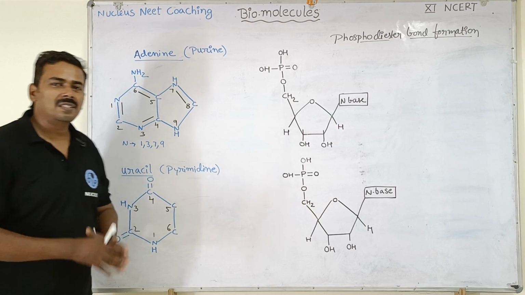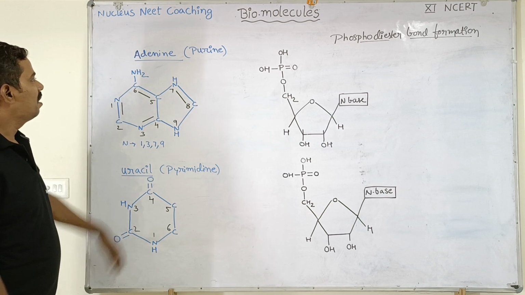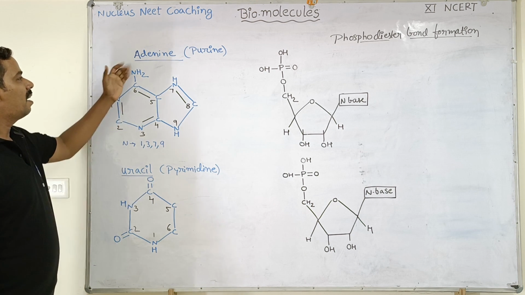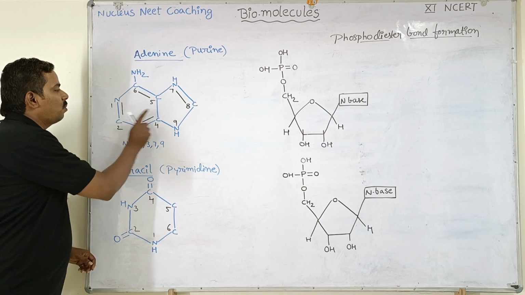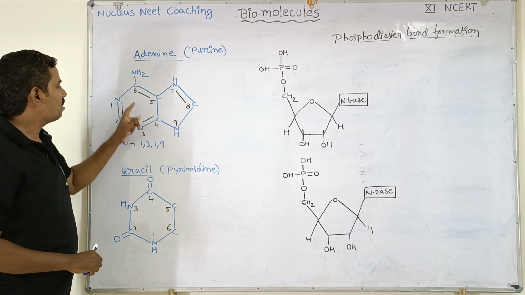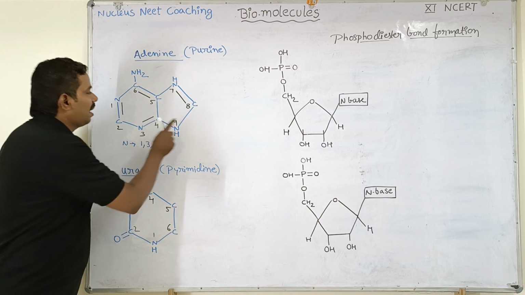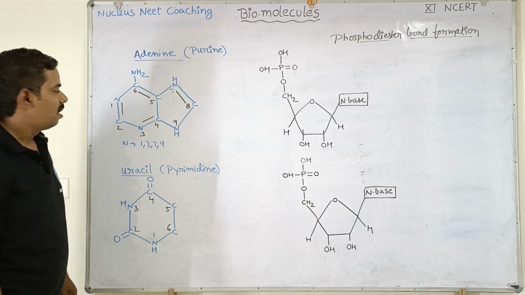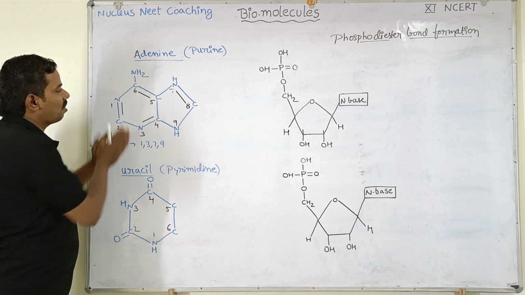You have to memorize two structures of nitrogenous bases, very important for your NEET examination. Structure of adenine and structure of uracil. In the adenine structure you can see, which is basically a purine, it is made up of two rings. First ring is attached to the second ring. First ring is a 1, 2, 3, 4, 5, 6 membered ring, and the second ring is a 1, 2, 3, 4, 5 membered ring. Okay, so here two ring structures are fused with each other in the structure of adenine.